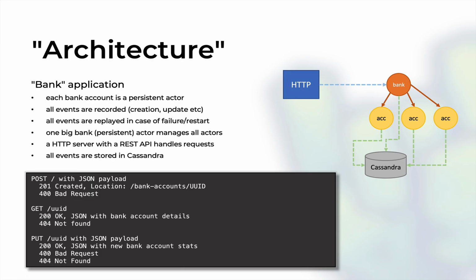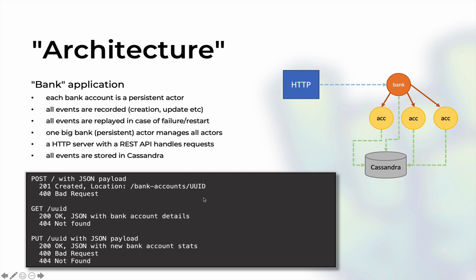Now, in terms of the HTTP REST API, the application that we are going to write in this video will have a pretty simple HTTP API. We'll have a post at the root location, which will create a bank account, a get at a UUID, which is the unique identifier of a bank account to retrieve the current details of that bank account, and an update in the form of an HTTP put. And you can find the relevant responses in the table below. Now, you don't need to memorize them because I'm going to show you step by step what we need to do.